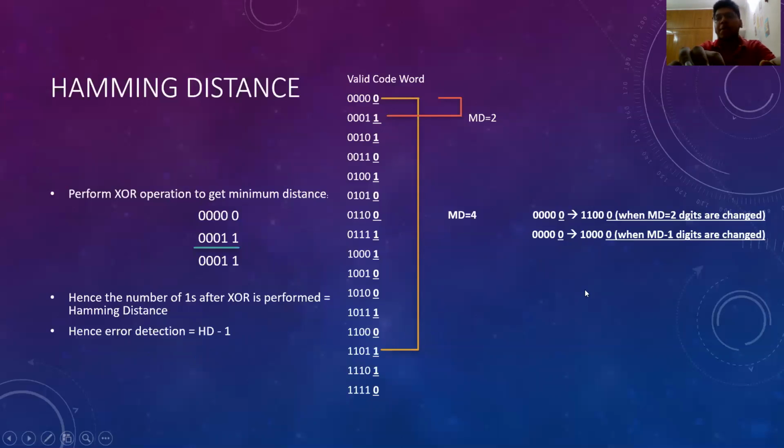There's a logic behind it. Suppose this was the message, and we came out that the Hamming distance is 2 here. Suppose this was the earlier message 0000, and the message received by the receiver is 1100. So 2 errors are there. When there are 2 errors, it means 2 digits are changed. But will the receiver be able to tell that there is an error or not? Let's check. No, it won't.